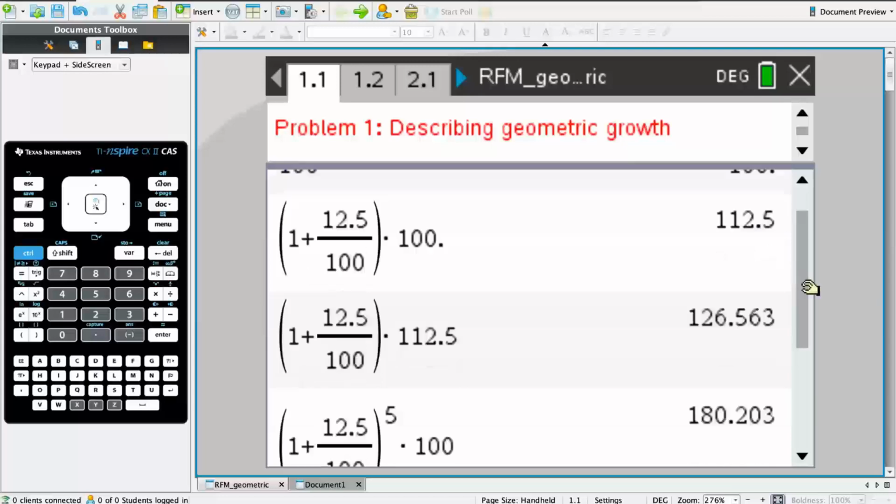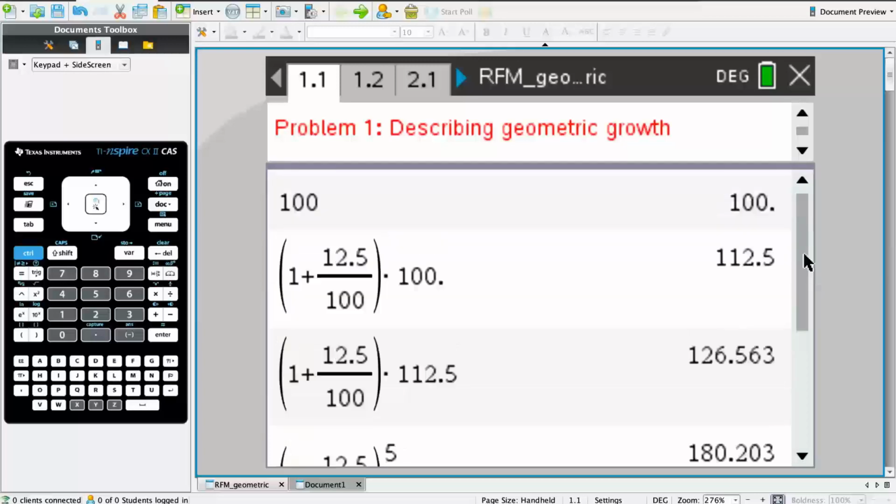We'll go to the idea of writing this recursion rule. Clearly there's a multiplier of 1.125, and so we could say that the next term is always 1.125 times the previous term, or the current term if you like. And the starting value, V0, is 100. We'll return to that way of describing it in a couple of minutes.